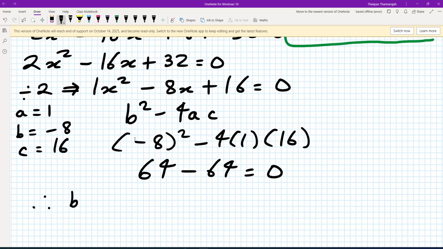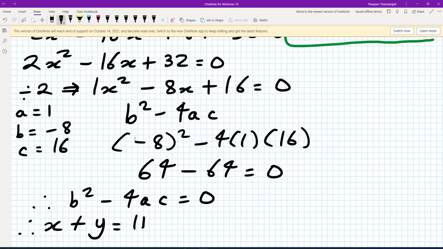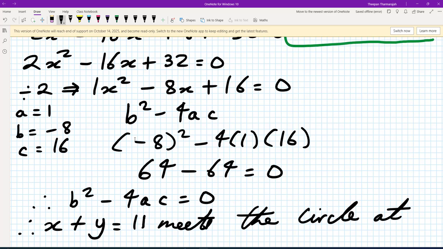So therefore, since b squared minus 4ac equals 0, we can say x plus y equals 11 meets the circle, or intersects the circle, at only 1 point. I should really use the word intersects. It's better, it's more formal.